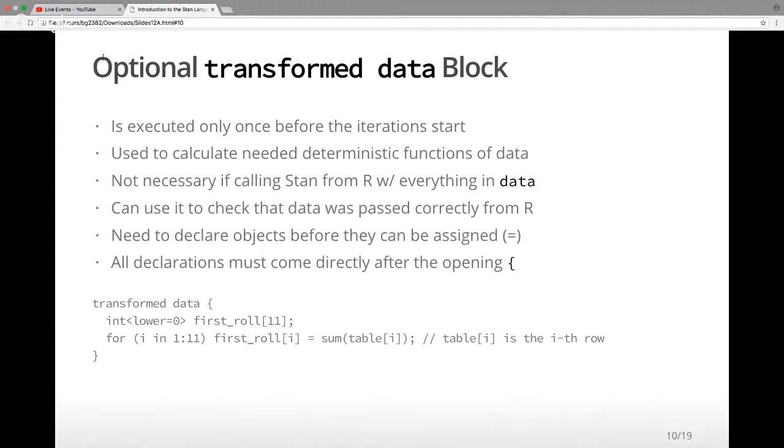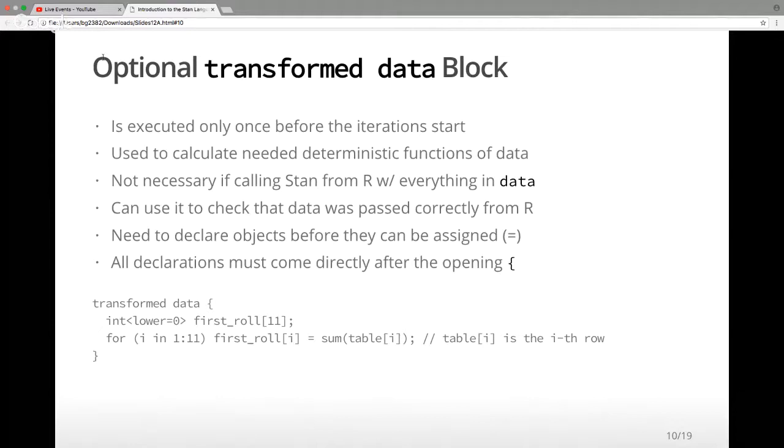It can even just be called from the shell on a Linux server. And so your outside program that you're calling it from may not have the functionality you need to do all the transformations that you might want to do. And so you can do it in the transformed data block of a Stan program. I often use it to check that my data was passed correctly from R by putting print statements and stuff like that in there.